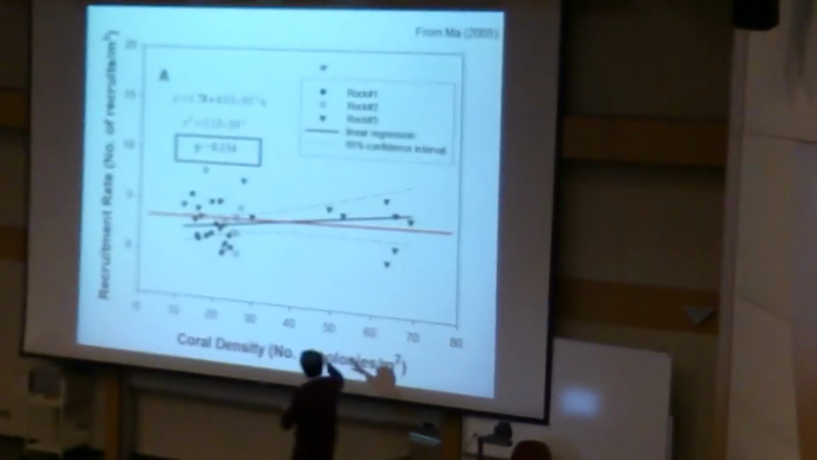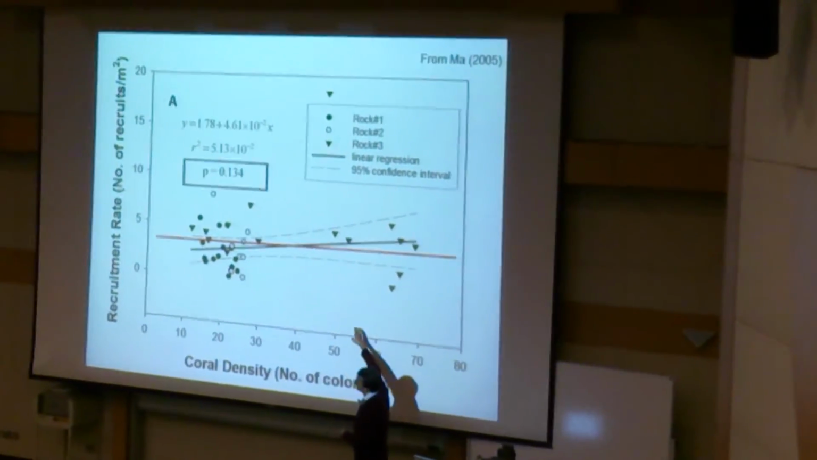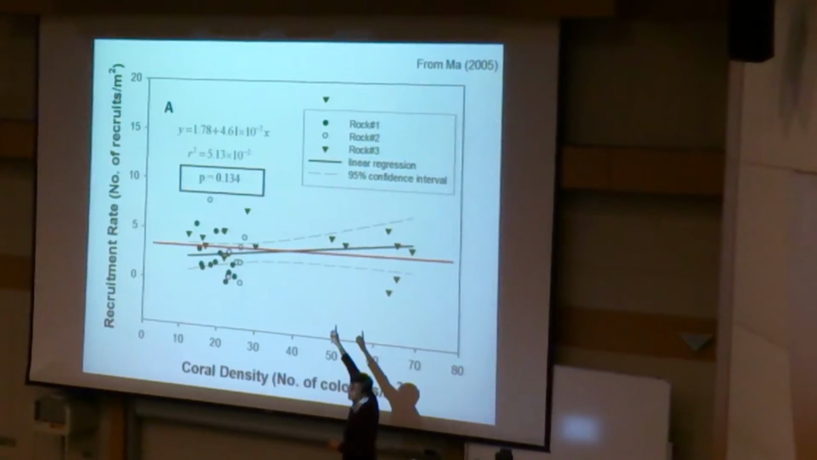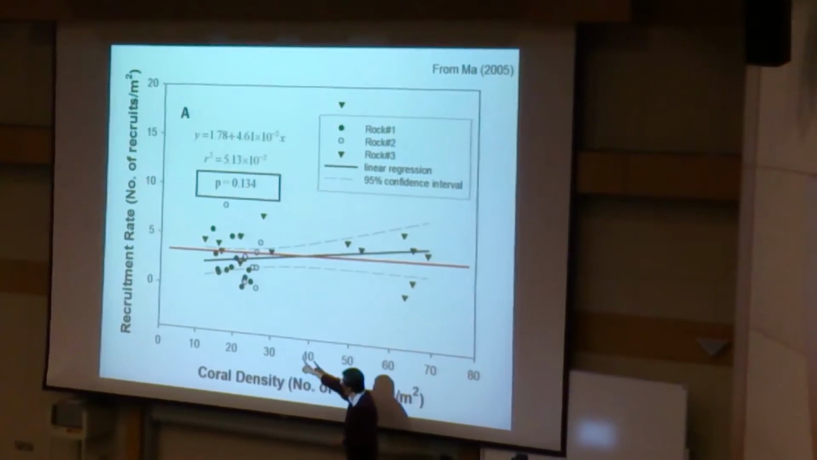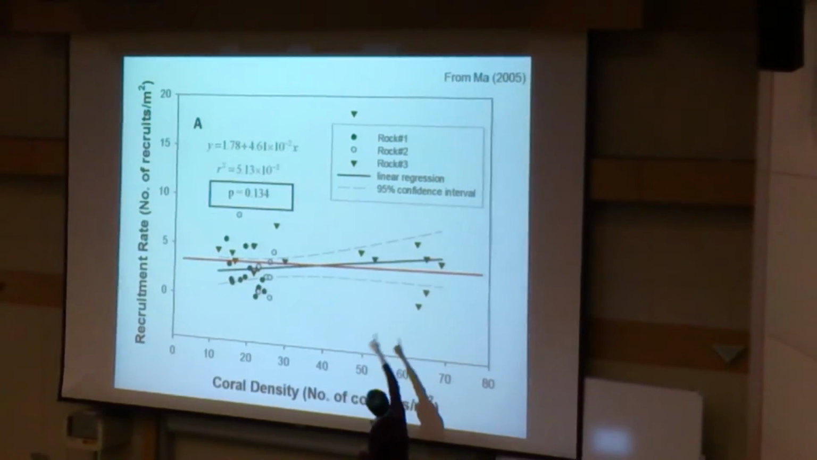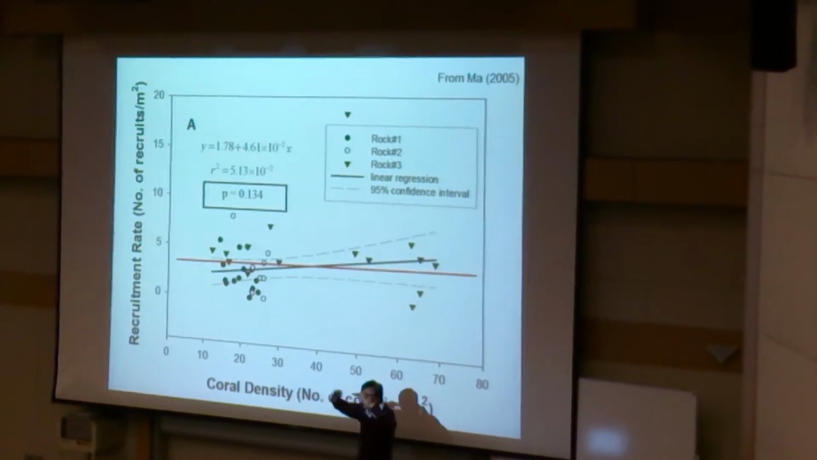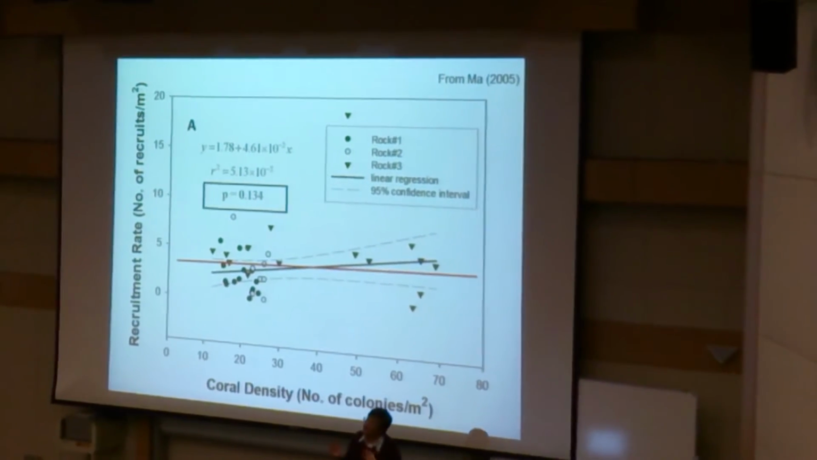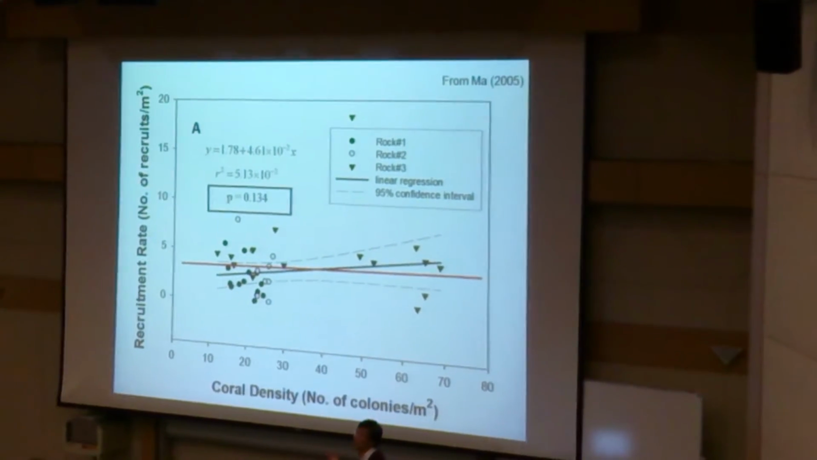Because for any x, you can only have one value of y. Follow? So for any x here, you can only have one value of y because you have a flat line. That means y and x are not related at all. Okay, so that is the case.